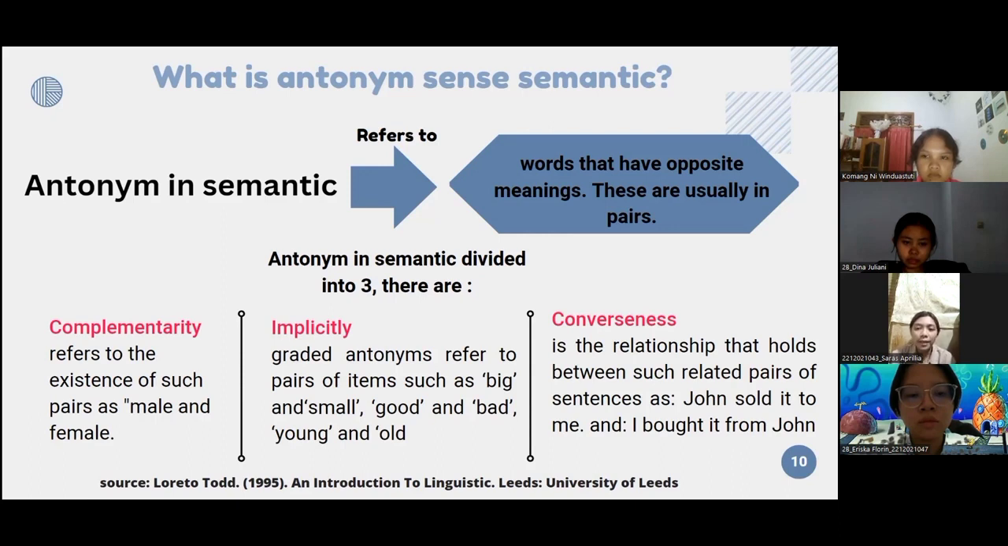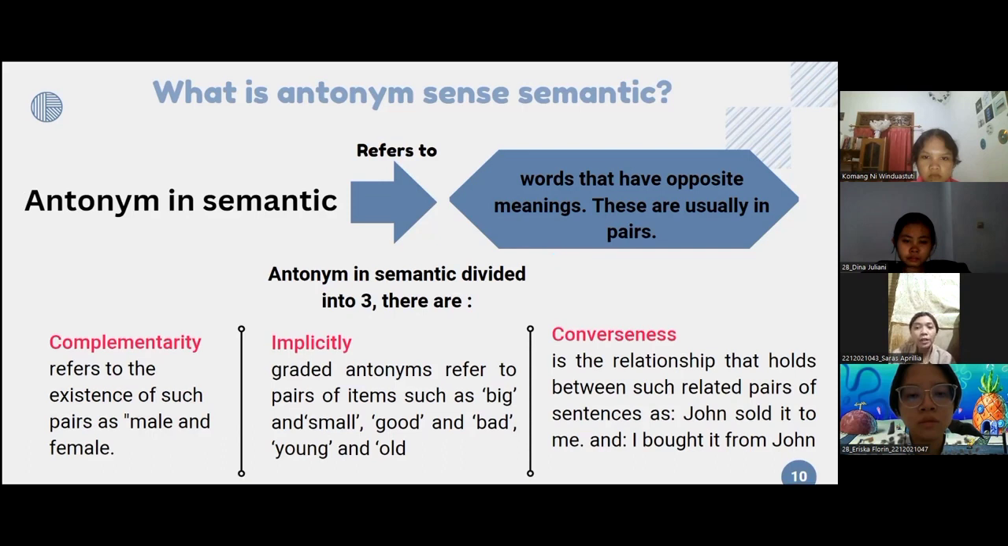And the last but not least is converseness. The relationship that holds between such a related pair of sentences, and the example is, John sold it, I bought it from John. Next.